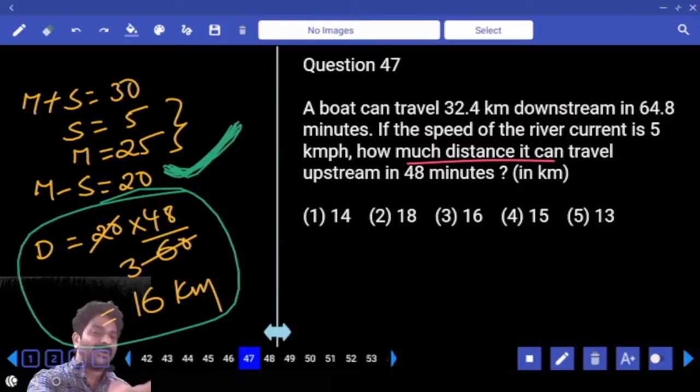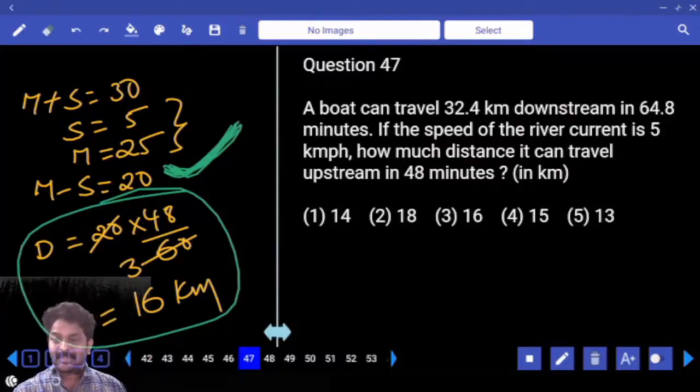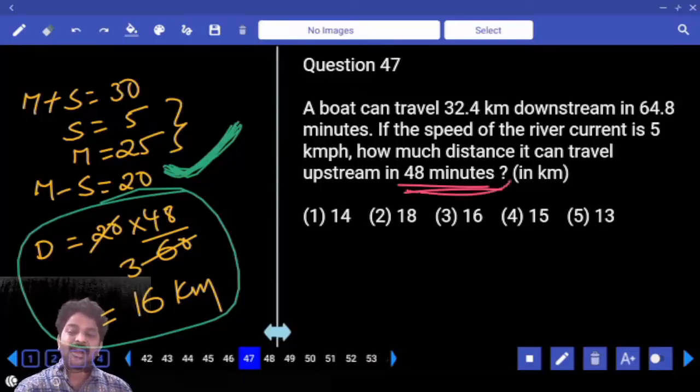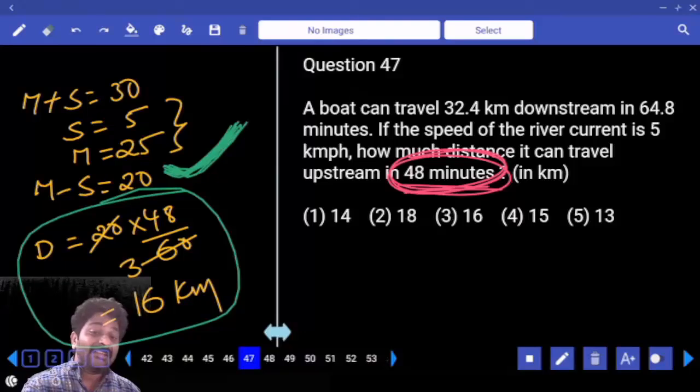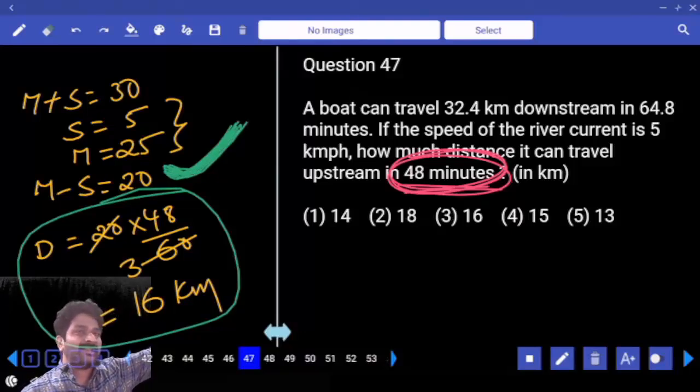If it is not understood, there is another way. What do you mean by 1 hour? 60 minutes. What is 10%? 6 minutes. Here, how many times 6 do we have? 8 times. That means 80% of 1 hour, right? Then it will cover 80% of 20 kilometers. 80% of 20, how much is that? 16. That's all. Understood?